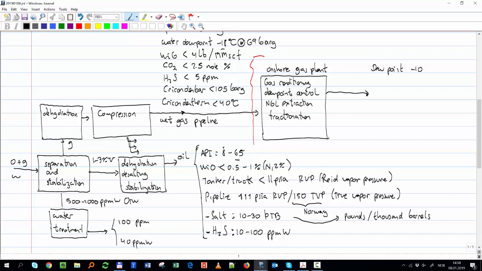And then we have another stream in which the dew point has to be minus 10 at 50 bar, which you see is actually lower than what I had before. No, it's not the water dew point. CO2 and H2S are the same: 2.5% and below 5 ppm. But here there are a few more things. You also have a calorific value, and also something called the Wobbe index.